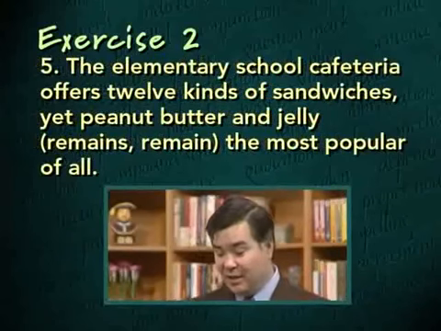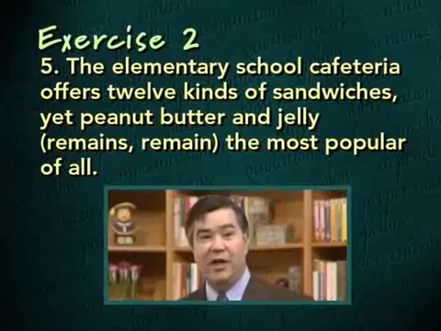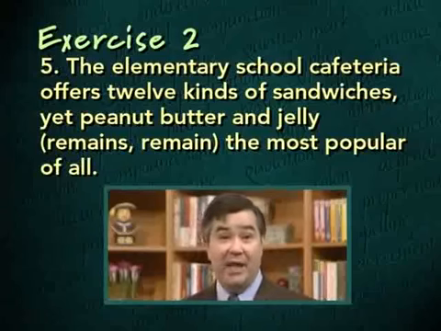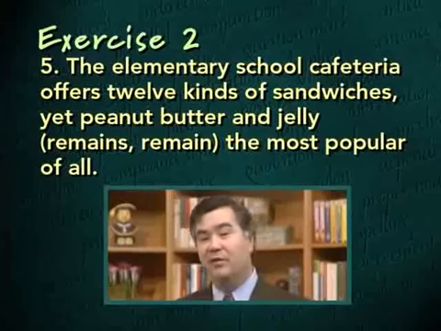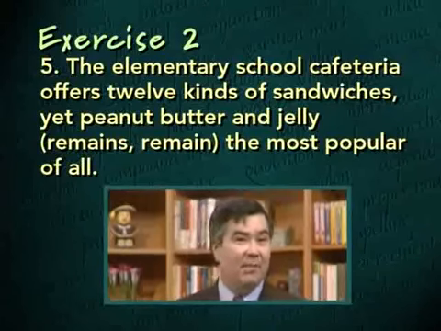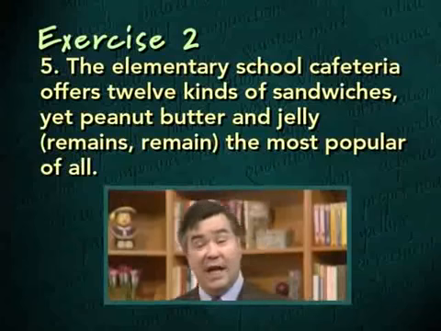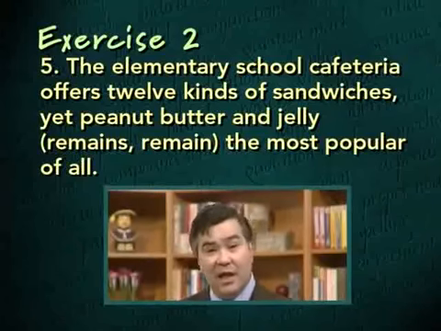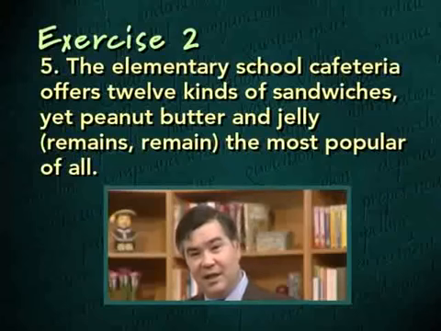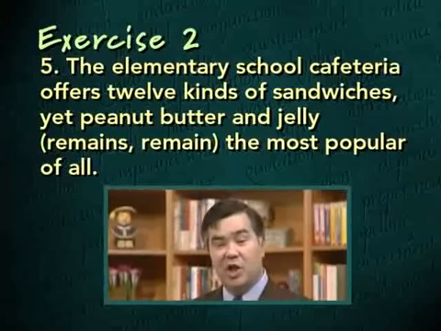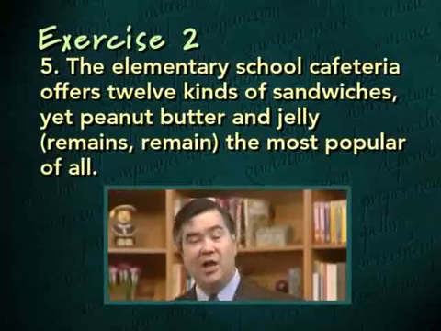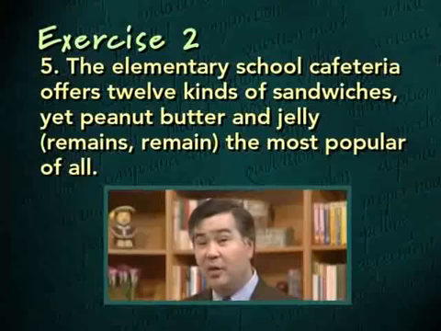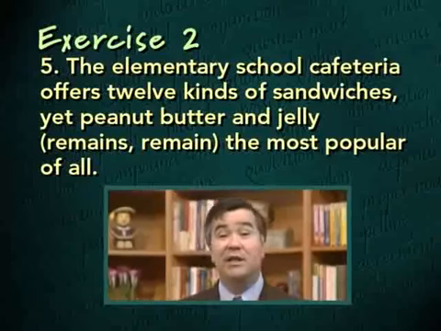Our last example. The elementary school cafeteria offers 12 kinds of sandwiches, yet peanut butter and jelly remains or remain the most popular of all. Here we have a compound subject, peanut butter and jelly, and the two parts of the compound subject are joined by the conjunction and. In almost every case, the compound subject where the parts are joined by the conjunction and would be treated as plural. So the plural verb remain would normally be correct. But here we have one of our exceptions.